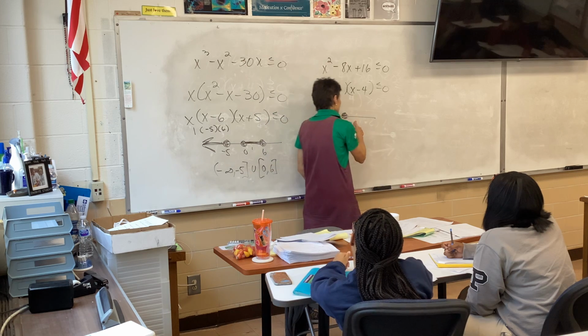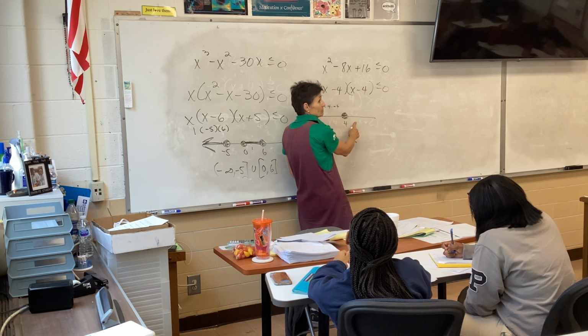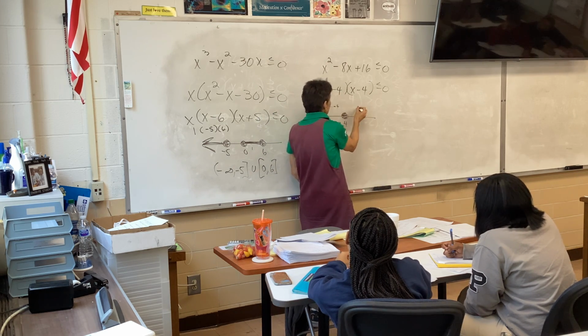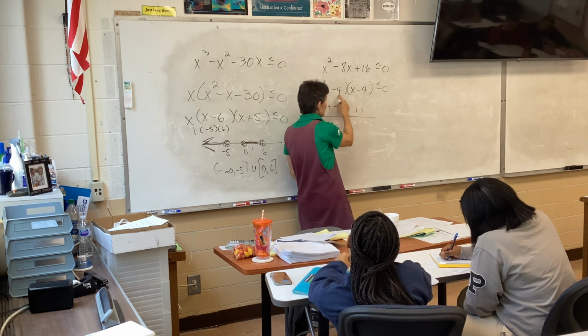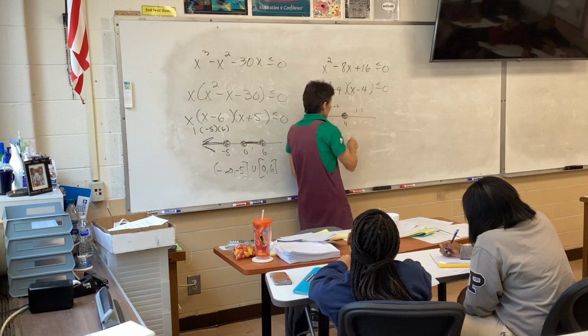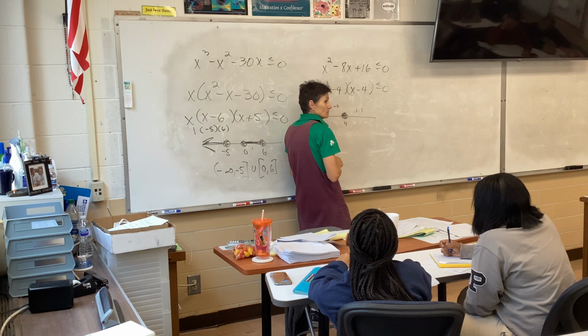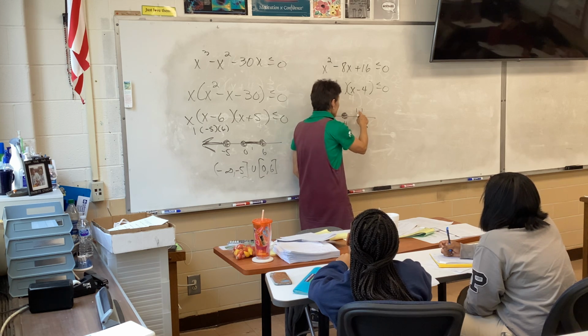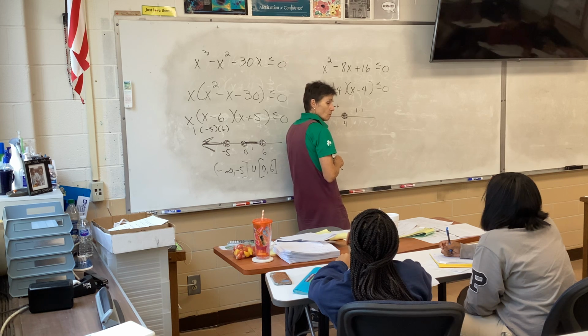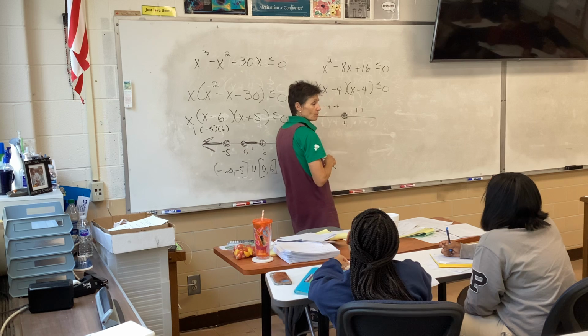All right, pick a number over here, maybe 5. 5 gives me 1 times 1, 5 minus 4, 5 minus 4. Is that less than 0? Wait a minute, is 1 less than 0? No. Wait, that's not shaded either. So what's the answer to the problem?